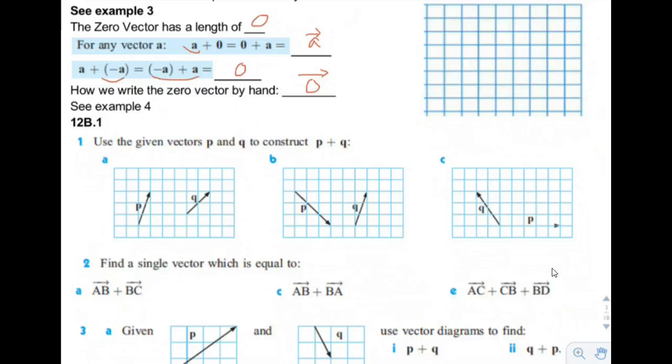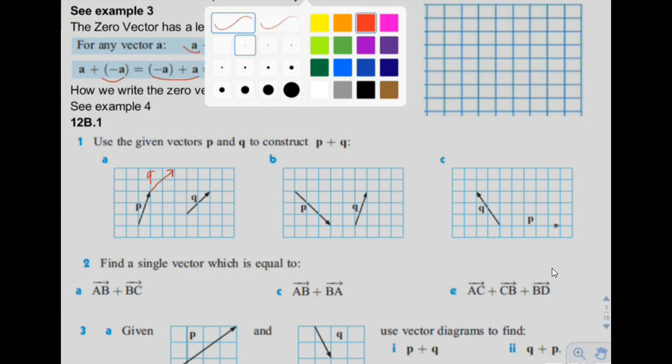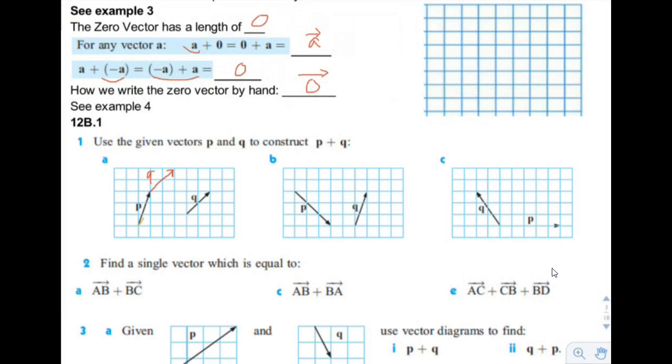Use the given vectors P and Q to construct P plus Q. Okay, so we've got P and Q. When you add vectors, all you need to do is put the tail of one to the head of the other. So I'm just going to put the Q vector there on the end of the P vector. Then I have just constructed the P plus Q vector.